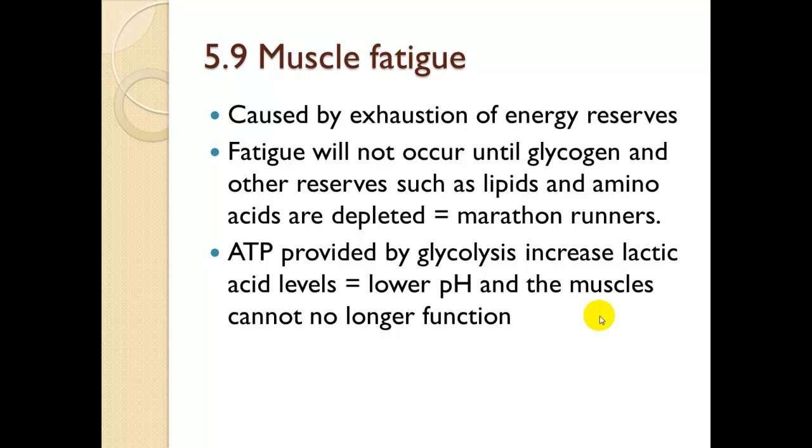ATP, provided by glycolysis, increases lactic acid levels and lowers the pH. And we just talked about this. And the muscles can no longer function. So whenever we reduce the pH or make a person acidic, a lot of things don't work. Proteins don't work. Proteins denature. The acidic level itself will stop the muscles from functioning. Now, the problem with this is we have to have one muscle to function all the time, which is the heart.